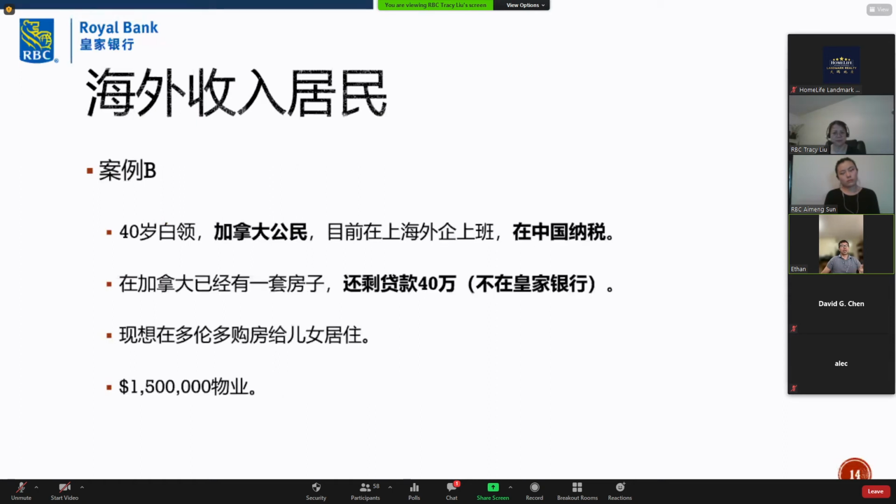The second scenario is where the clients are Canadian citizens, but they are working in Shanghai. They are non-tax residents in Canada.